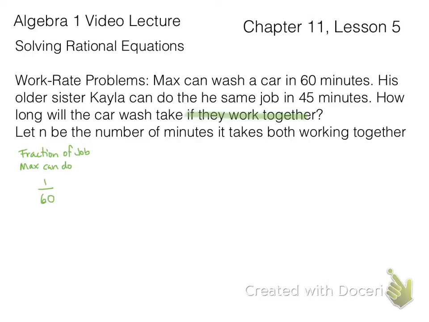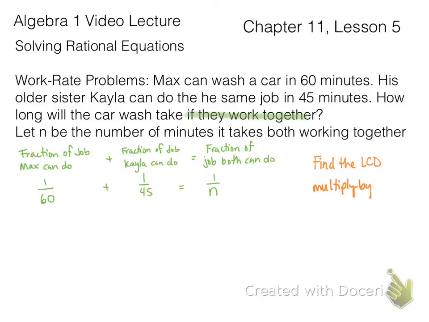So we're going to let n be the number of minutes it takes both working together. If Max can do the job in 60 minutes, which means he's going to do 1/60th of the work, whereas his sister can do the same amount of work in 45 minutes, which means she's going to do 1/45th of the job. So together they're going to do 1/n of the job. So we're going to find the LCD, multiply by the LCD, simplify, and solve.